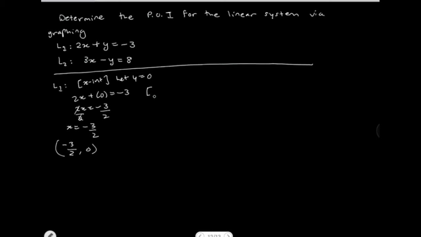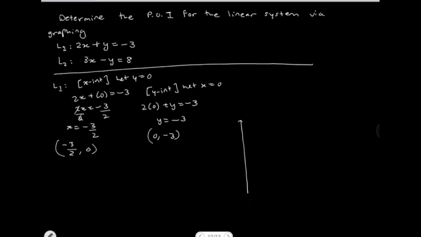And I want to find now the y-intercept for line 1. So I'm going to let x equal 0. In this case, if we let x equal 0, we get 2 times 0 plus y is equal to negative 3. So we can notice here that y is negative 3. So we have 0 and negative 3 as our y-intercept.